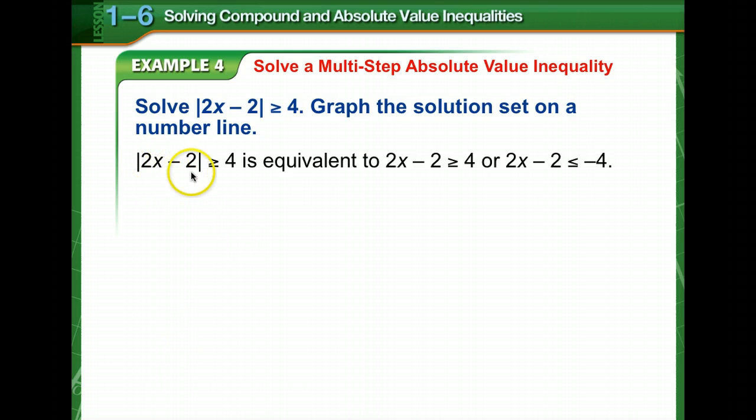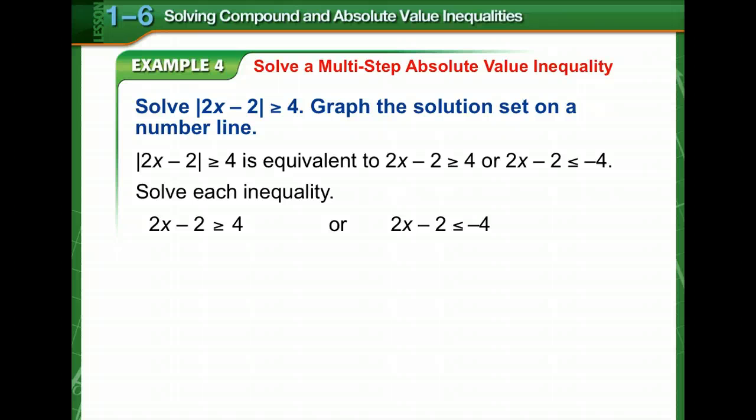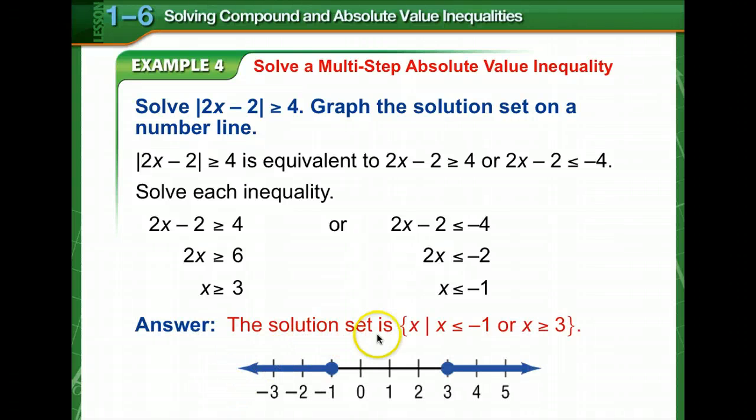So if we have the absolute value of 2x minus 2 is greater than or equal to 4, that's equivalent to 2x minus 2 is greater than or equal to 4, or 2x minus 2 is less than or equal to -4. So we're going to solve each of these inequalities. We're going to add 2 to both sides, then divide both sides by 2. So the solution set is x such that x is less than or equal to -1, or x is greater than or equal to 3. So we've got closed circles. x is greater than or equal to 3, or it's less than or equal to -1.